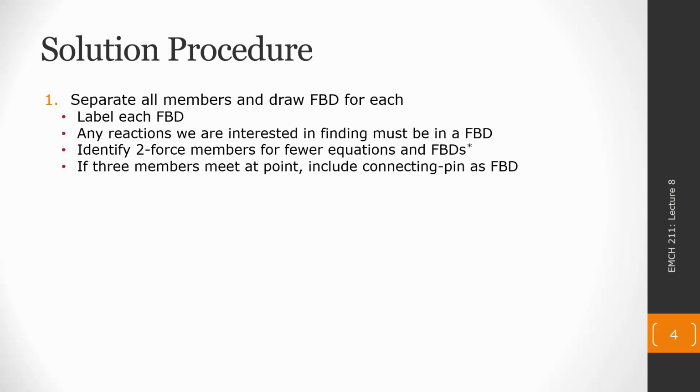And if we have more than two members meeting at a junction, we're going to need to draw the junction itself, typically a pin. But we'll talk about that in the last subsection of this topic. So every individual member is going to get its own free body diagram in this first step. Some of these free body diagrams are going to include external reactions. Some of them will include only internal reactions.